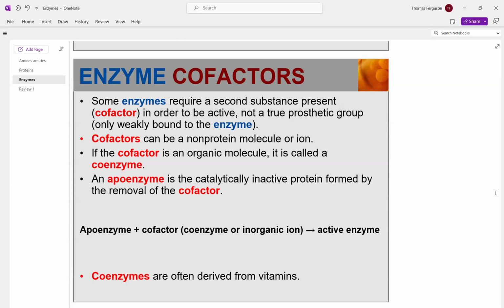Now, without the cofactor, the enzyme's not going to do its job. For example, if it needs a vitamin as a cofactor and you're deprived of vitamins, then that enzyme is not going to do its job, and you're going to be deprived of whatever pathway that enzyme is involved in.